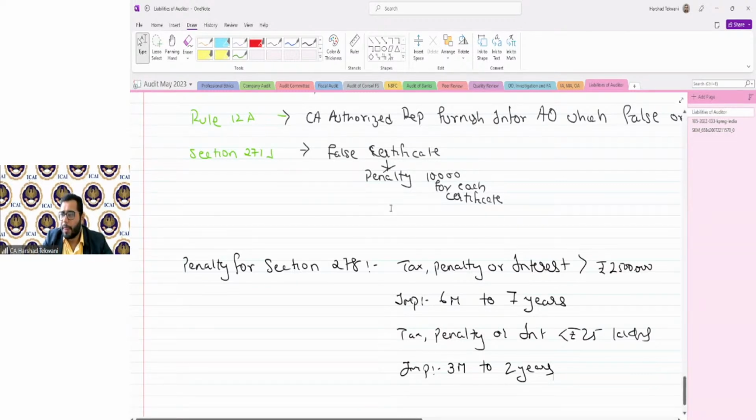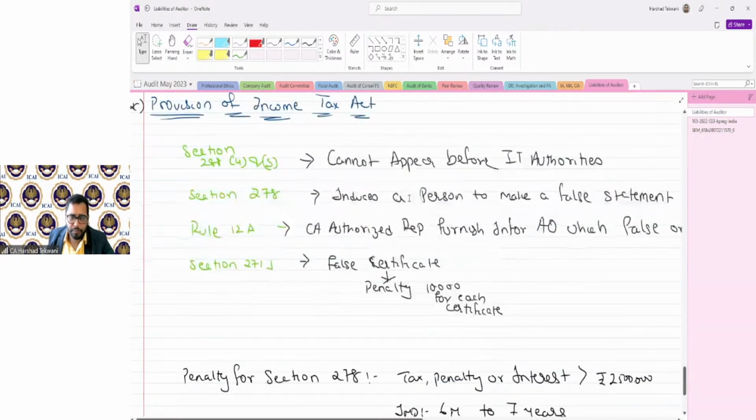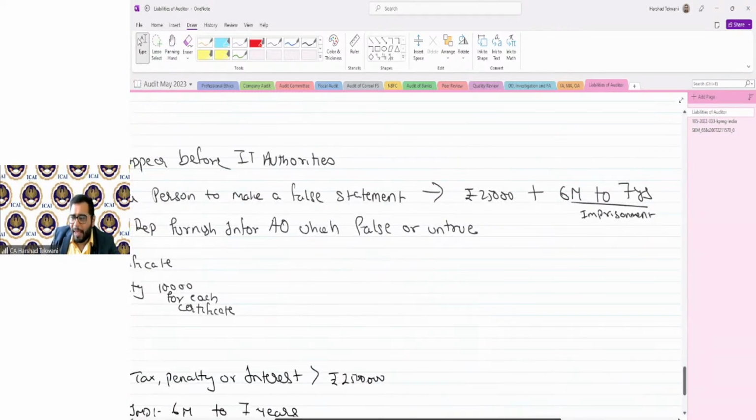Then there is Rule 12A. Rule 12A talks about a chartered accountant who is an authorized representative to prepare the return required to be filed by the assessee. If he furnishes false or untrue information in that return or statement provided to the AO, he will be liable for punishment, and it will be rigorous imprisonment. It may extend to 7 years and a fine. So, imprisonment up to 7 years if there is a violation of Rule 12A.